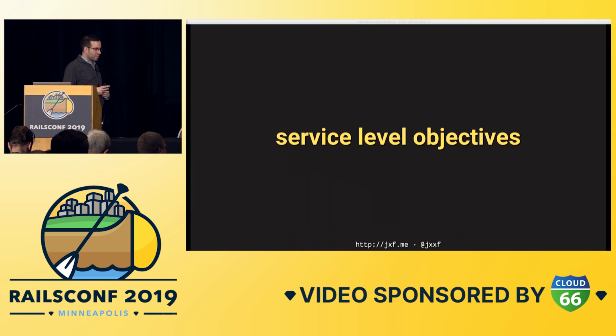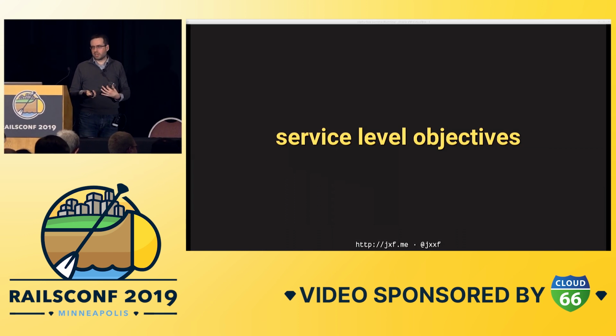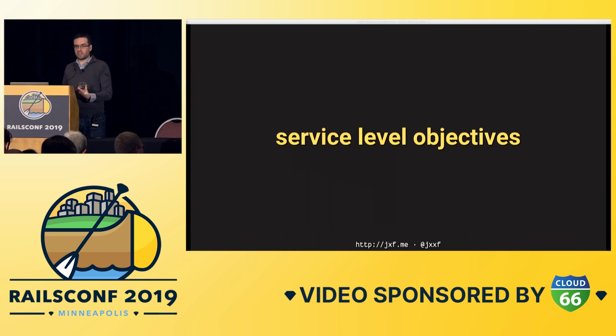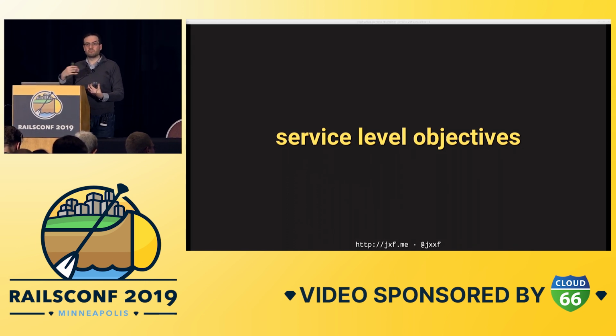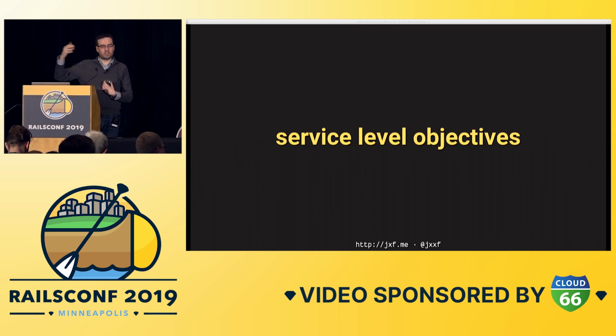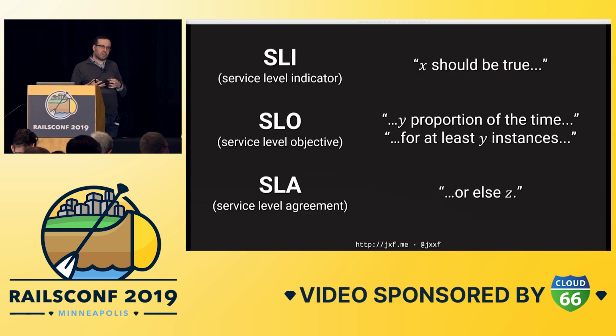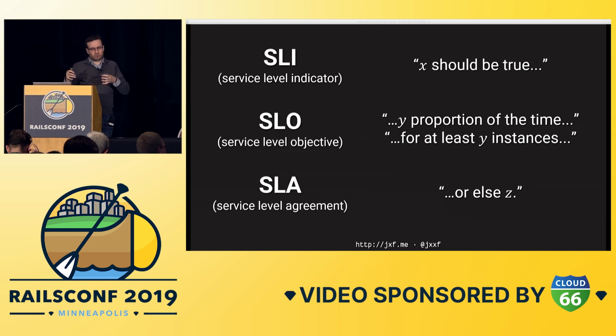The first one that I want to talk about, if you aren't already familiar with the idea, is the idea of a service level objective. This is essentially a promise that your application is making, either to its users or to some upstream or downstream service, about how your application is going to interact with them. This is often broken into 3 separate components: the SLI, which is the service level indicator, the SLO, which is the service level objective, and the SLA, which is the service level agreement.